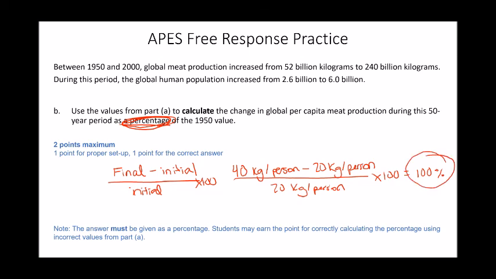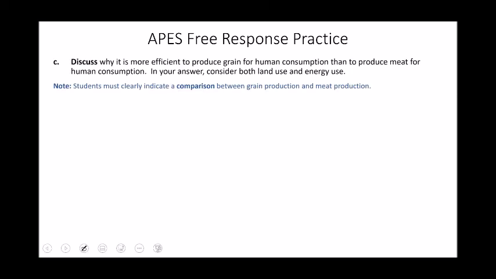So that's our answer. And if you notice in the note here, the answer must be given as a percentage. So if you had gone through the trouble of setting up all this calculation, but then had forgotten to multiply by 100 to turn it into a percentage, they would not have given you the point.